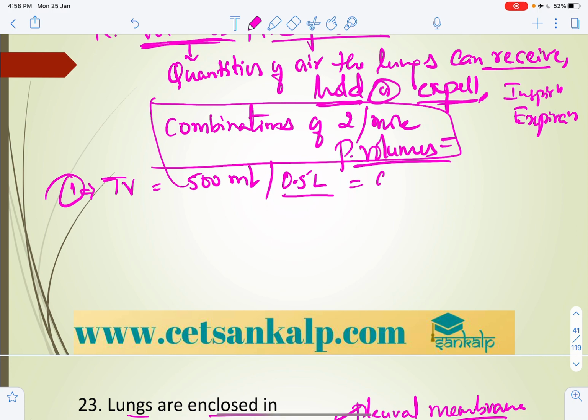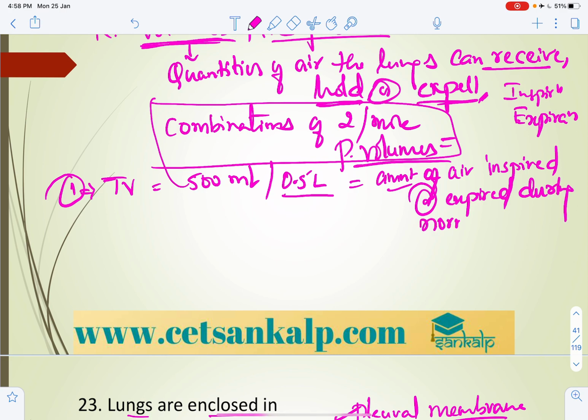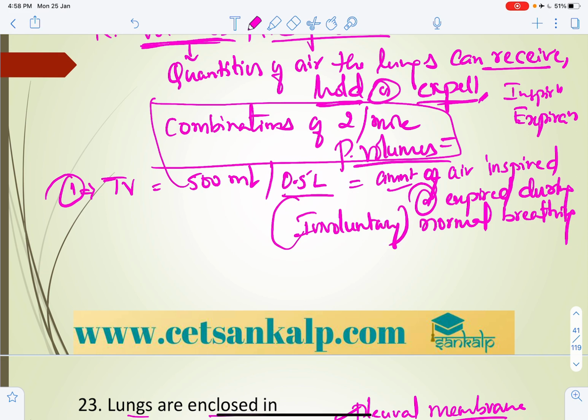Tidal volume is the amount of air, it includes both the amount of air inspired or expired during normal breathing. So what does normal breathing mean? It is involuntary. Normal breathing is involuntary, it is not voluntary; voluntarily we can take more. So that is 500 ml, the tidal volume, which is involuntary. Should keep it in mind. Tidal volume in short we can represent as TV.